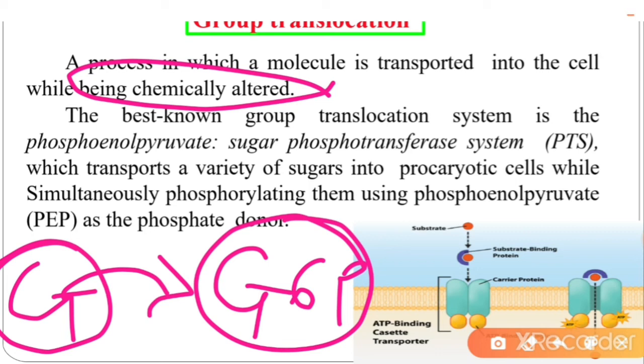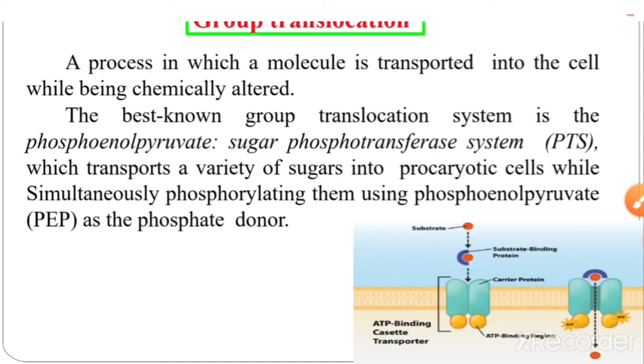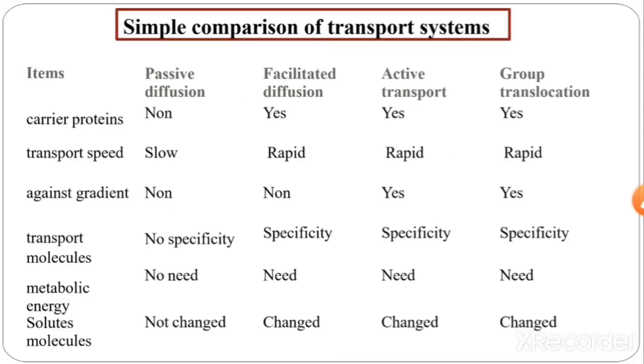The best known example of group translocation is the phosphoenolpyruvate sugar phosphotransferase system, that is PTS. Here we transfer a variety of sugars into the prokaryotic cell while simultaneously phosphorylating them, using phosphoenolpyruvate, PEP, as a phosphate donor. So here we can take an example, glucose converts into glucose 6-phosphate.